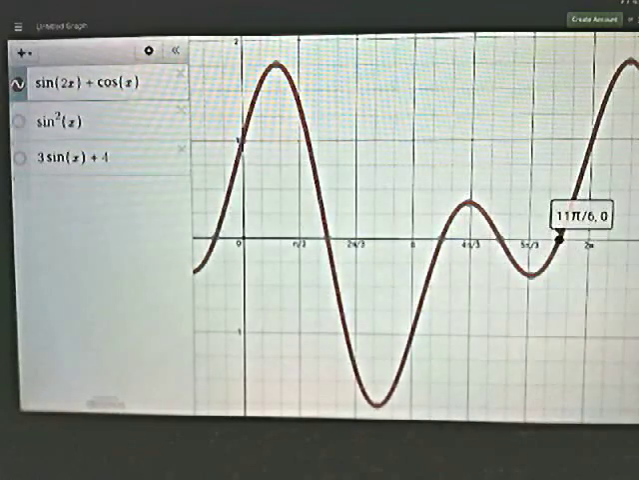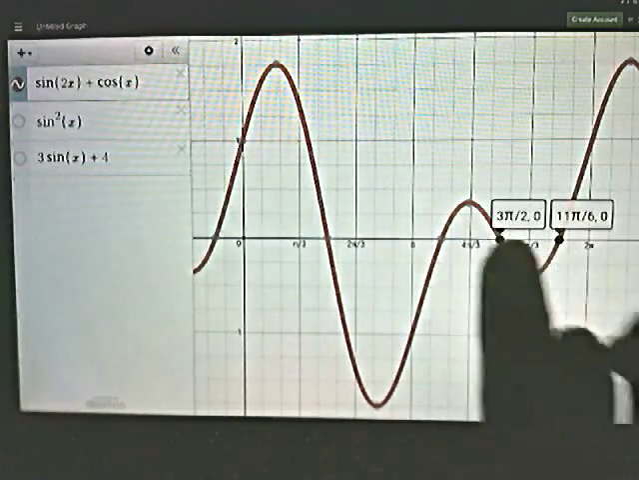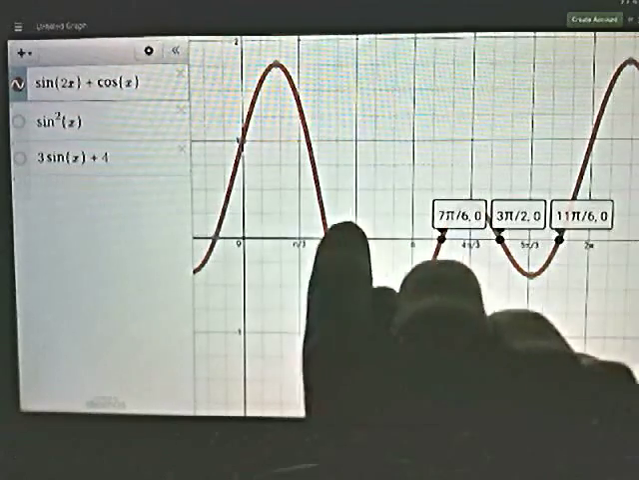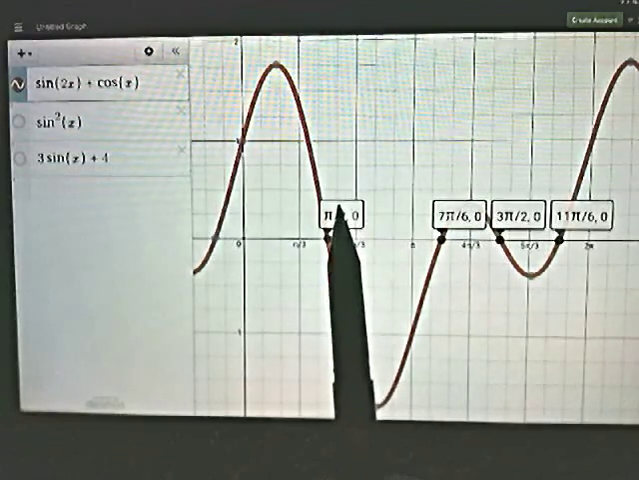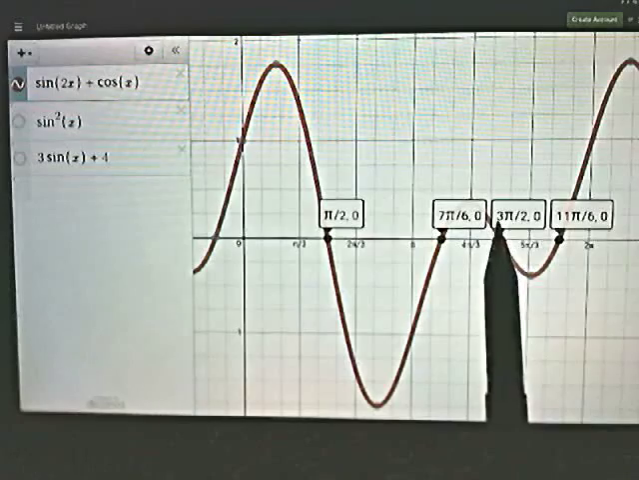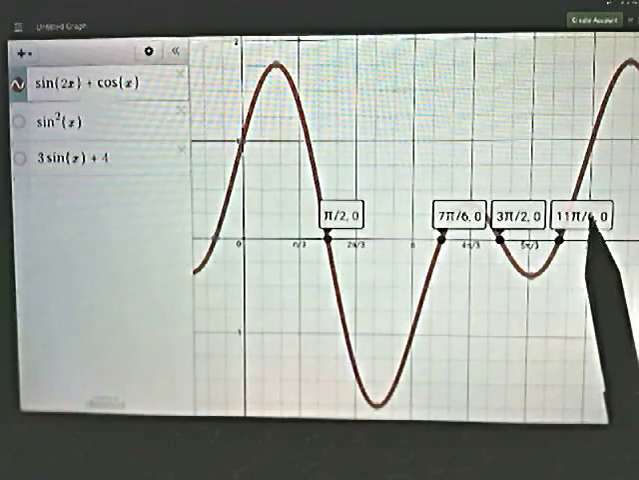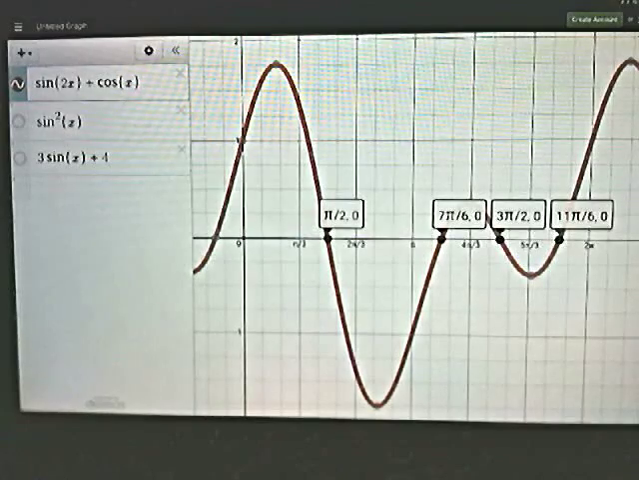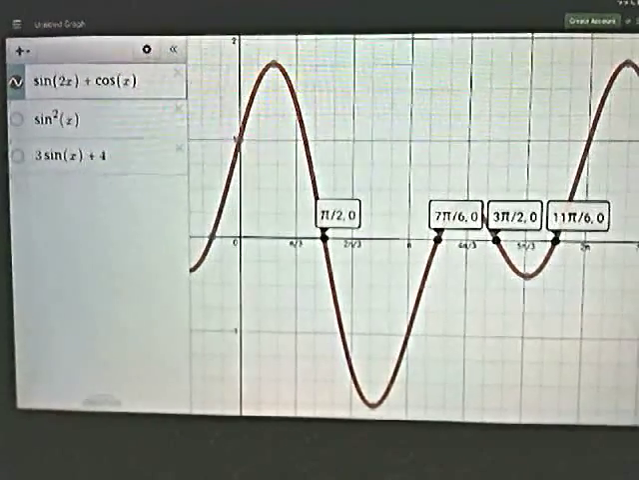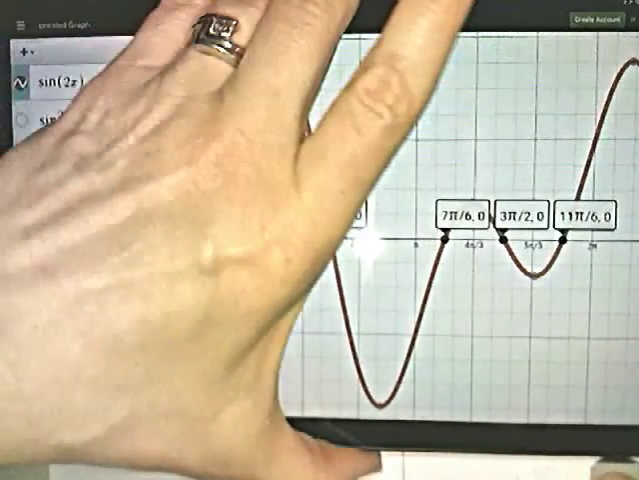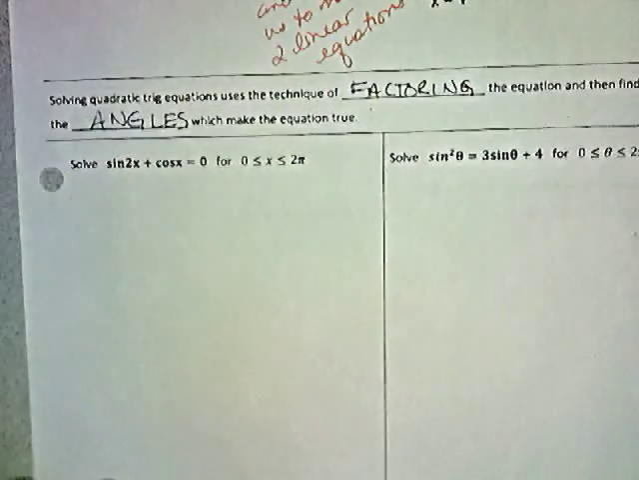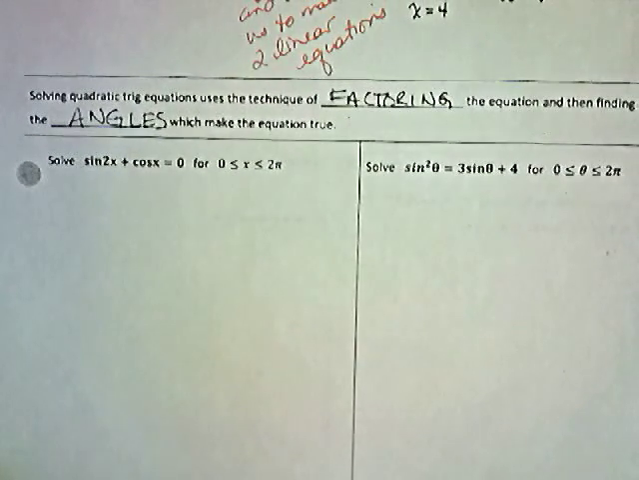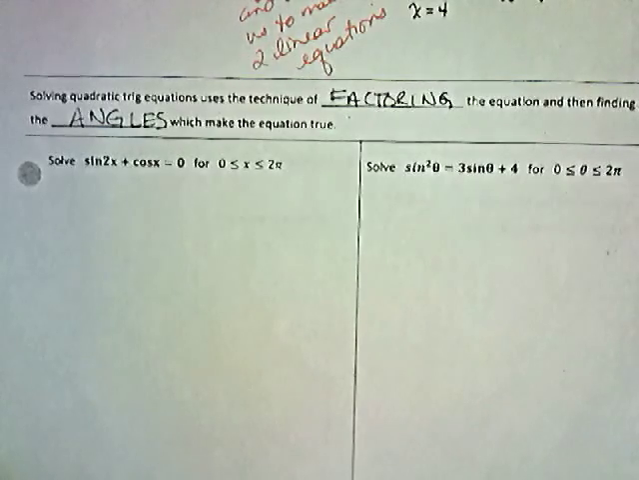Now, if we find them with Desmos, it looks like I'm looking for a pi by 2, a 7 pi by 6, a 3 pi by 2, and 11 pi by 6. So nice, exact radian values. So how am I going to be doing that algebraically? Because on a unit test, of course, we don't have the luxury of being able to dive into Desmos and get Desmos to find us the answers.